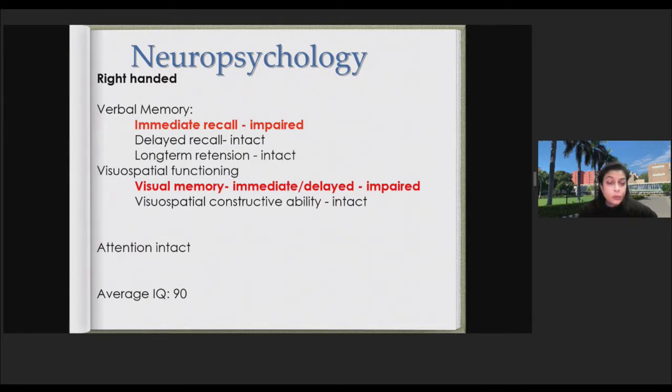Visuospatial functioning, visual memory, immediate as well as delayed, was impaired, which was surprising. So she had involvement of both the dominant temporal and the non-dominant temporal, and it looks like the non-dominant was slightly more hit. However, the visual construction ability, which is essentially parietal, was intact. IQ was 90 and attention was good, so she was attentive to the tasks given to her. This was a little worrisome to us because we really don't want to intervene in a patient where both temporal lobes are already hit in terms of memory.